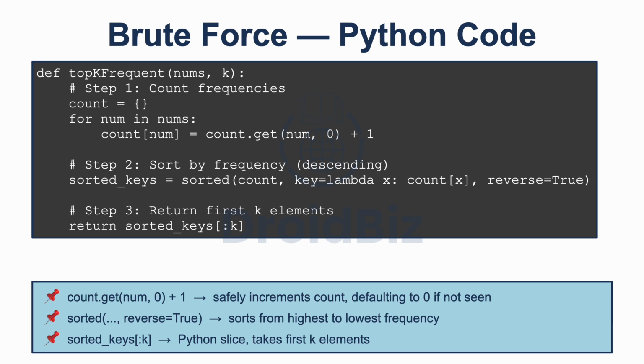3 key things to remember here. First, count.get with a default of 0 prevents key errors. Second, reverse equals true gives us descending order. And third, the slice :k cleanly picks exactly the elements we need. Simple and readable, but let's check how fast this actually is.